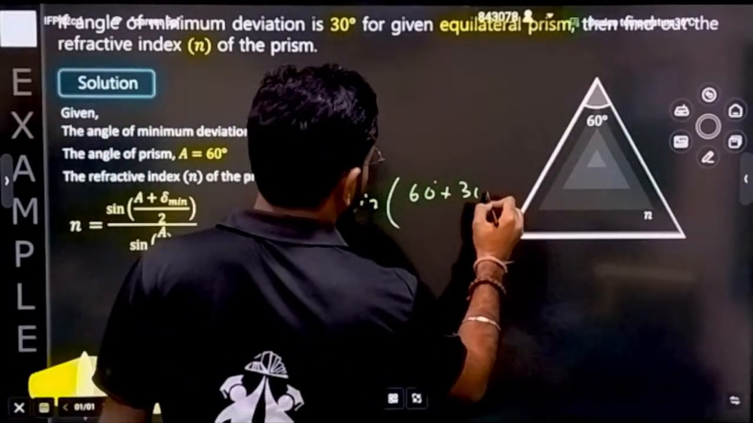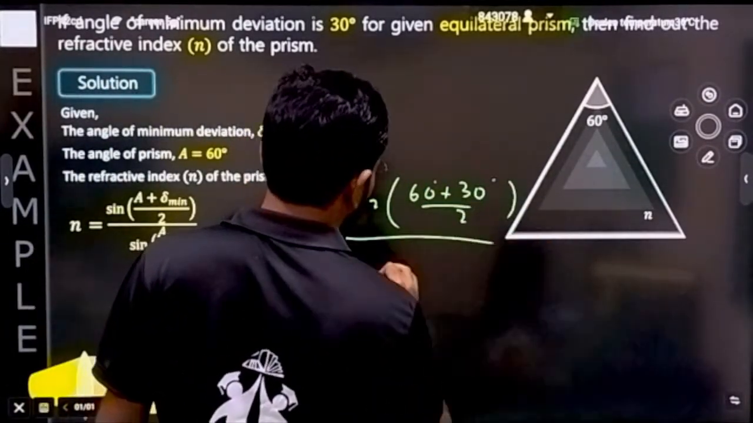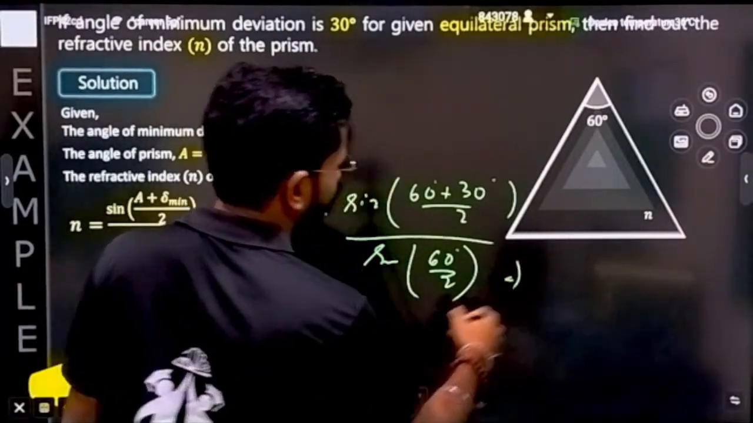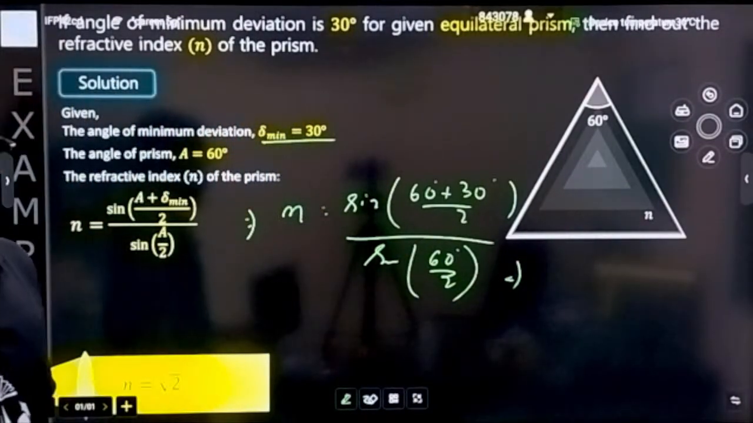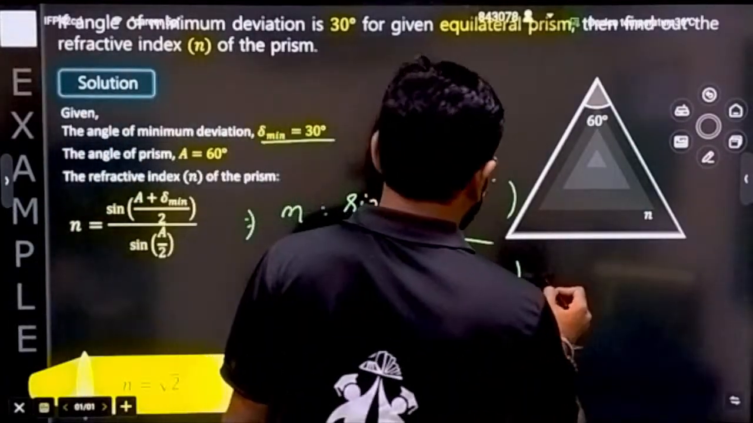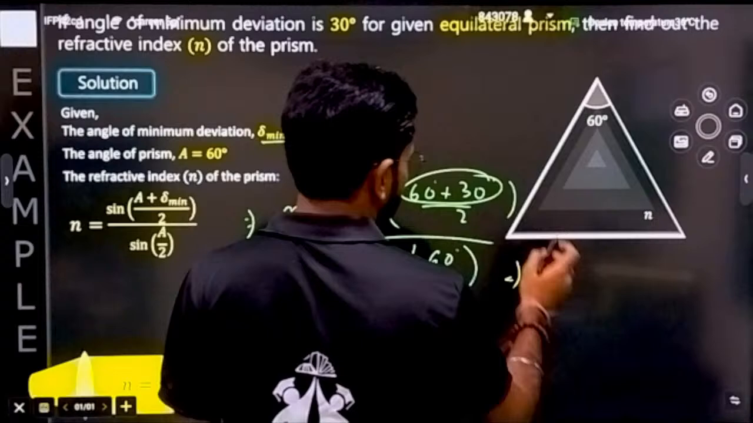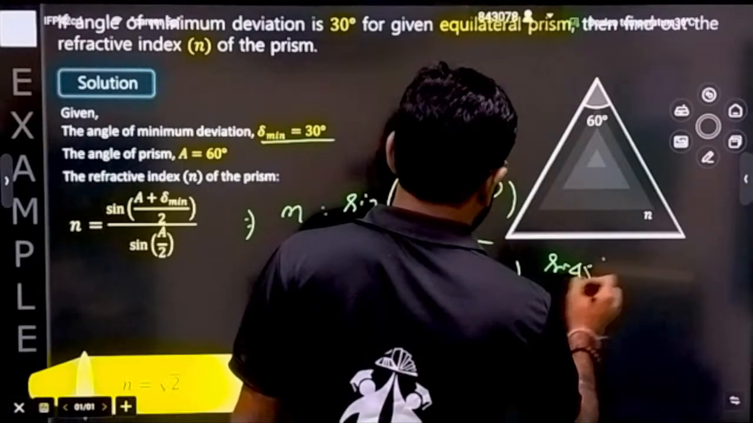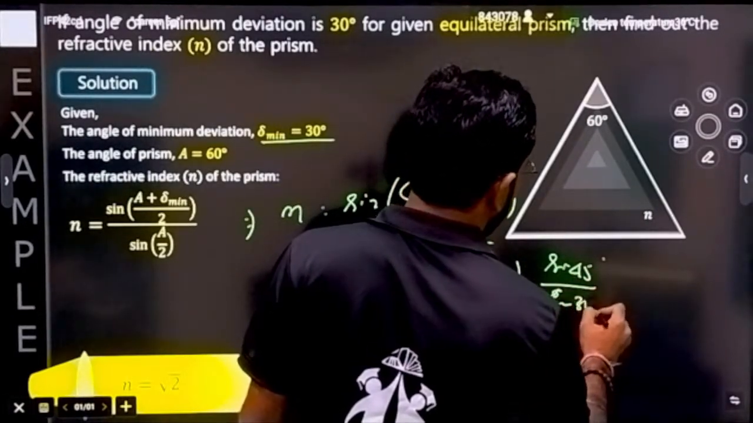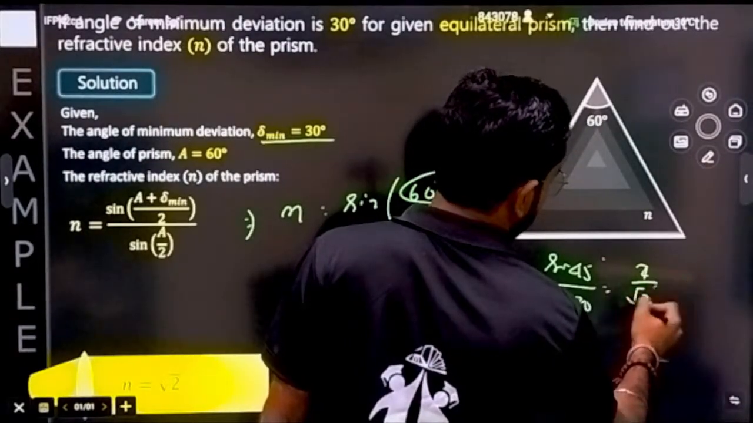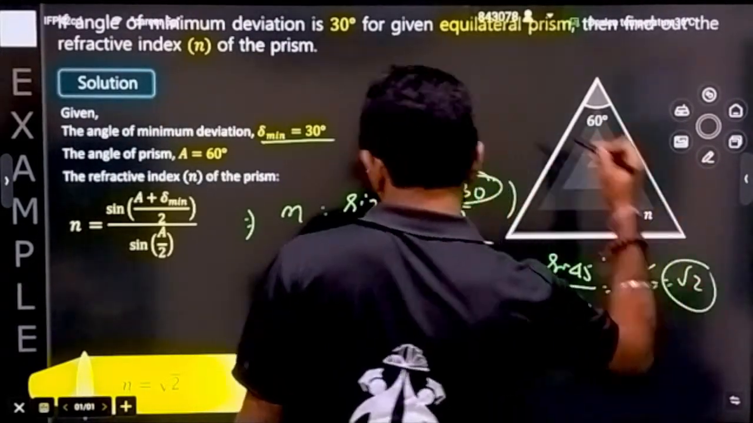Minimum deviation is given as sine of (30 divided by 2) divided by sine of A by 2. I don't remember these values much, because I was never a big fan of remembering values; better you understand the concepts. Here it will become sine of 90 divided by 2, that means sine of 45 degree divided by sine of 30 degree. 45 will be 1 by root 2, 30 will be 1 by 2, that means cut, it will become root 2.